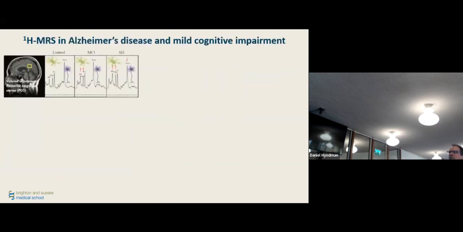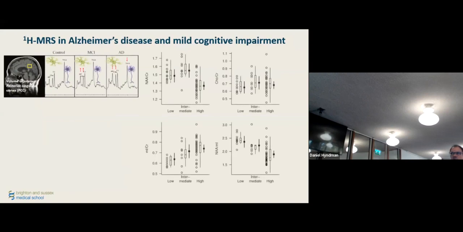Quickly about Alzheimer's: in the posterior cingulate volume, you can detect an increase in glial metabolites and a decrease in neuronal metabolites, and if you take the ratio of those two, this kind of trend becomes more statistically significant and more visible.